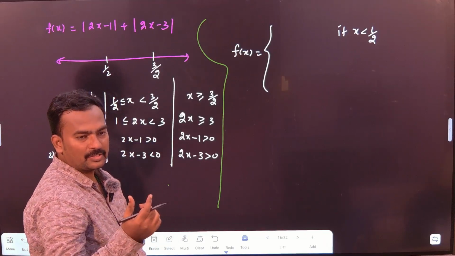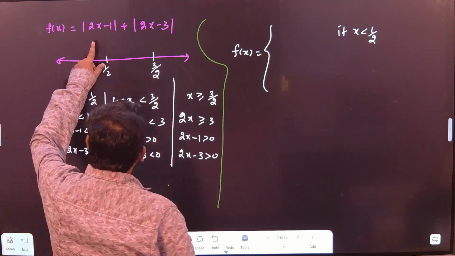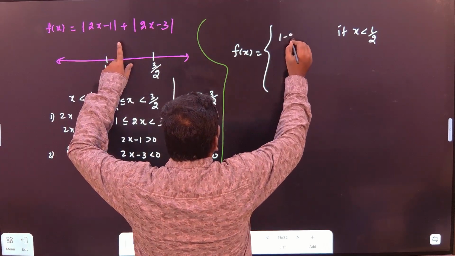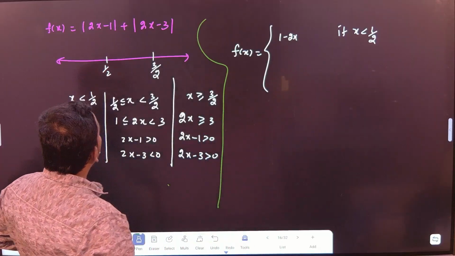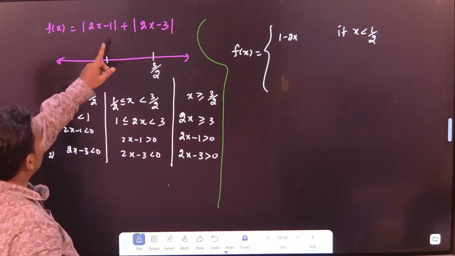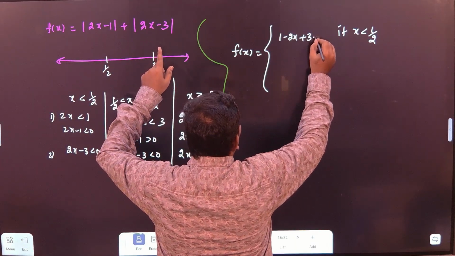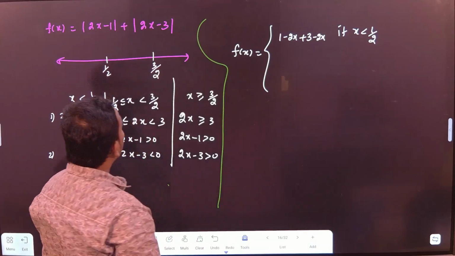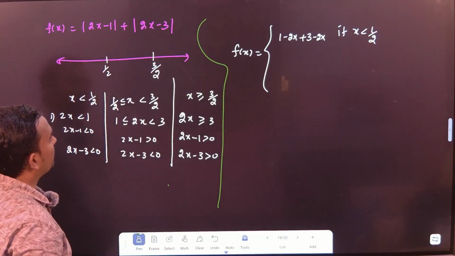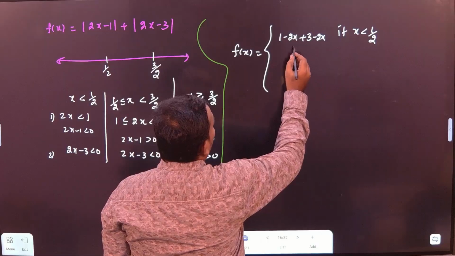Mod x, when x is less than 0, is minus x, right? The same way, mod 2x minus 1, how to write? 1 minus 2x we can write, okay? So minus of 2x minus 1, that is 1 minus 2x. Here, 3 minus 2x you can write. Minus of 2x minus 3, that is 3 minus 2x. If you simplify this one, what will you get?